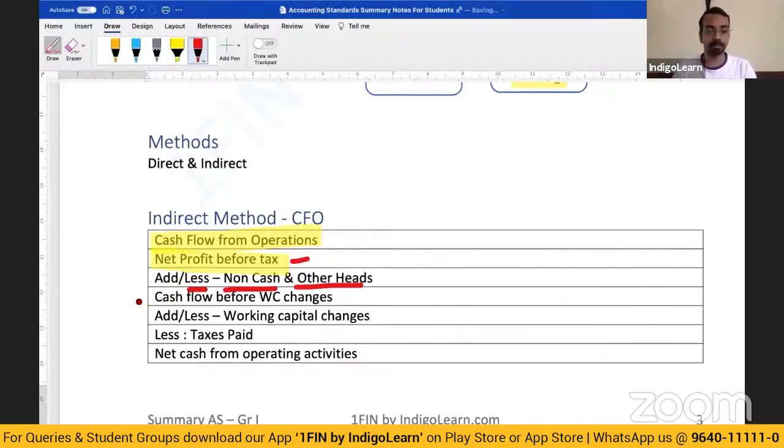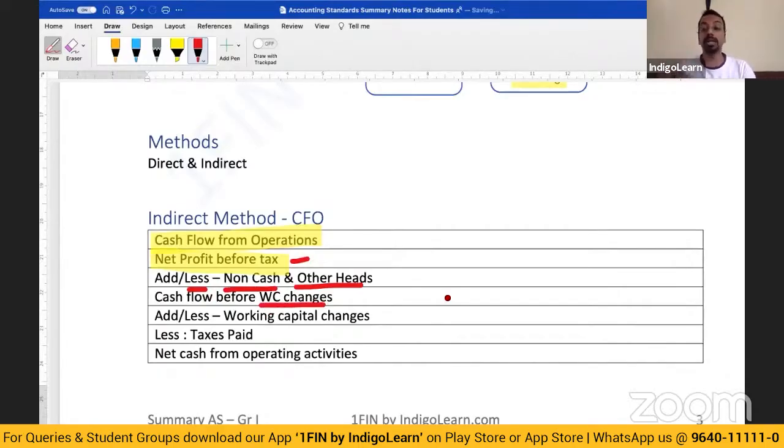Then sometimes what happens is, there is a gain on sale of fixed asset. So gain on sale of fixed asset is not something pertaining to operations. So even that you will reduce. So this will give you cash flow before working capital changes.